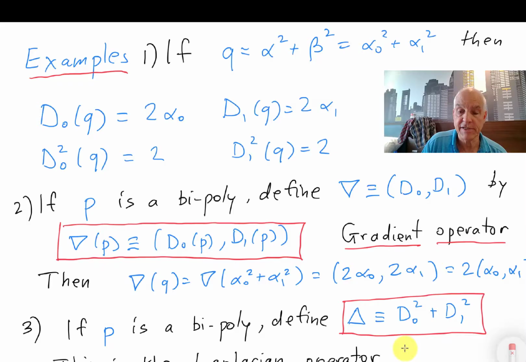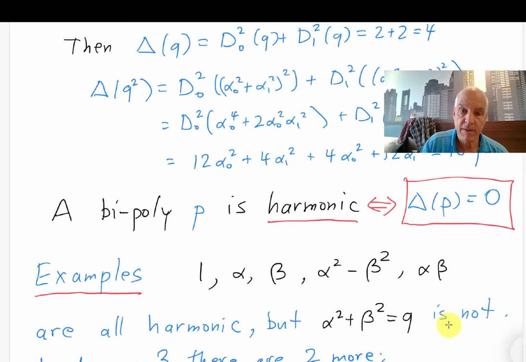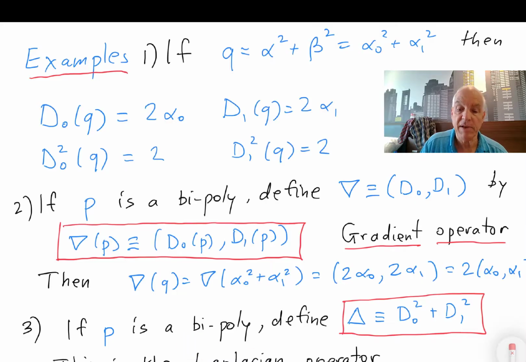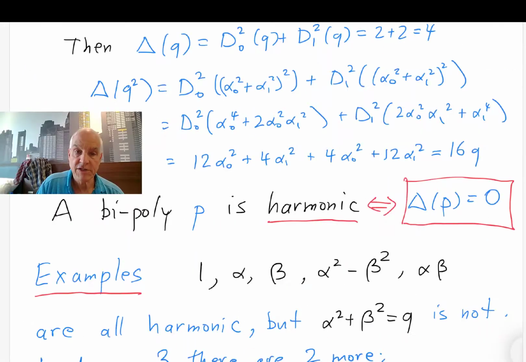Now, next is the Laplacian, which is going to play a very big role here, which is another kind of combination, but it's the operator d sub 0 squared plus d sub 1 squared. So this is the Laplacian operator. So, for example, the Laplacian acting on q. We have to apply d sub 0 squared to it, and we add the result of applying d sub 1 squared to it. So d sub 0 squared of q was 2, d sub 1 squared of q is also 2, so the total is 4. We get another bipoly in general.